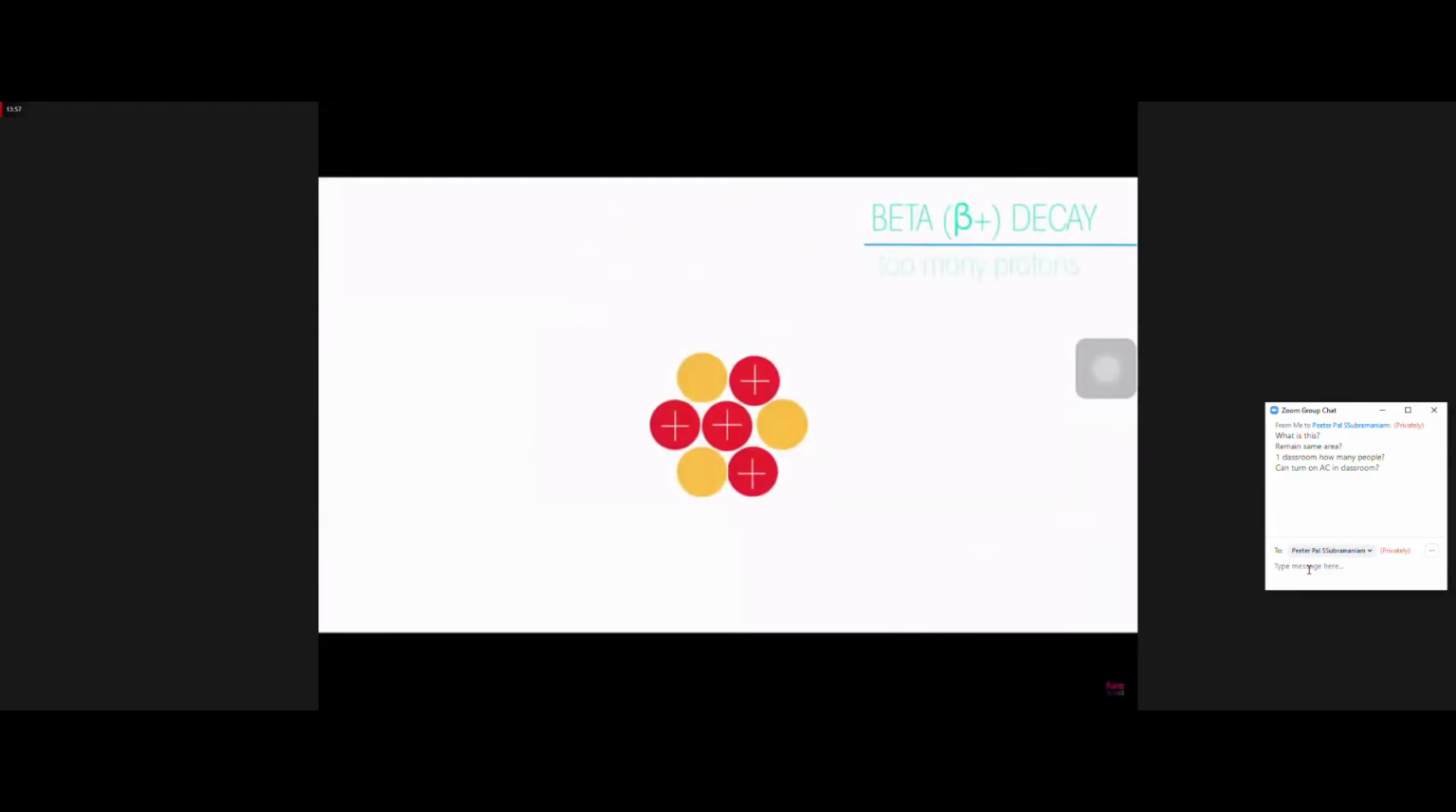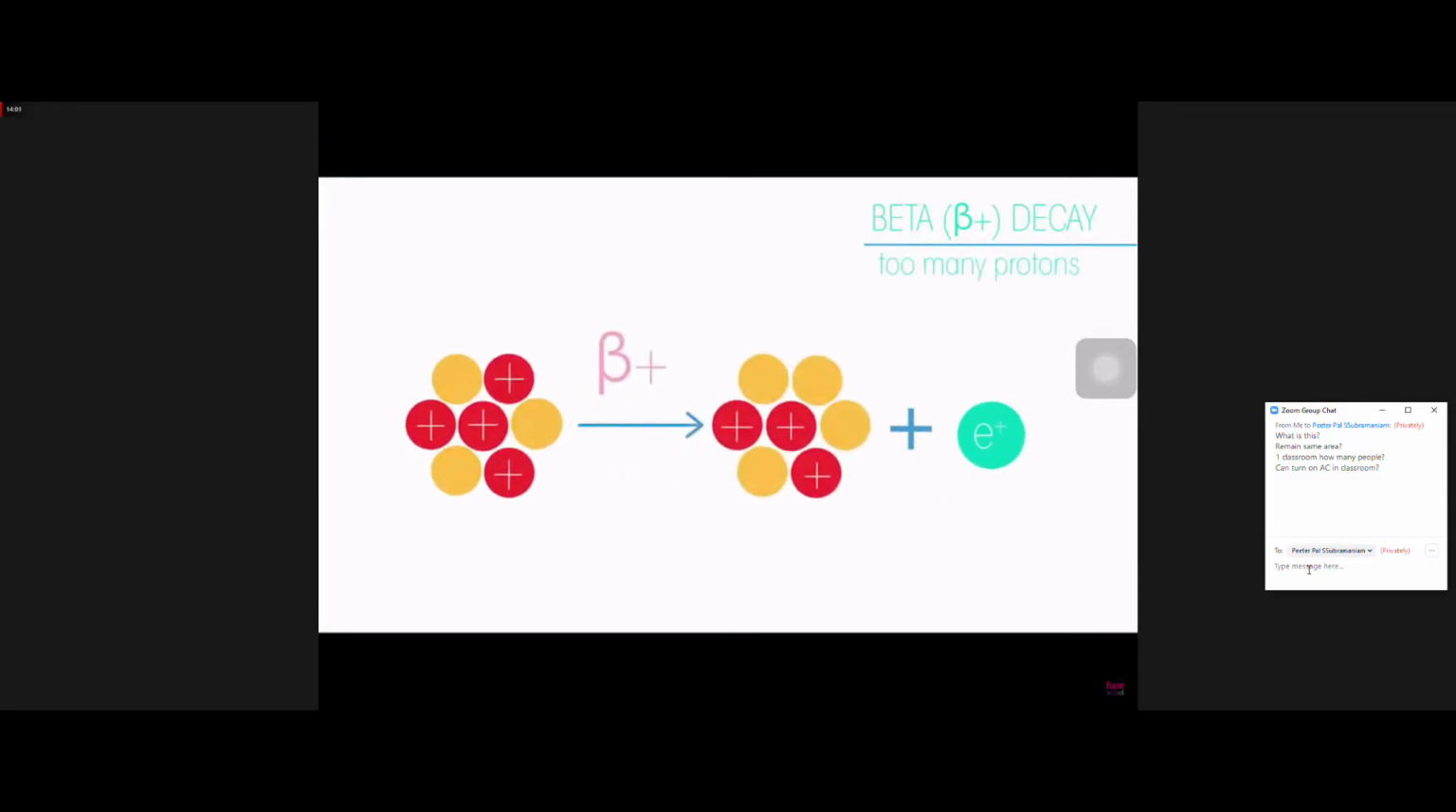When an isotope has too many protons, it decays by beta plus decay. A proton is converted into a neutron and a positive beta particle called a positron.